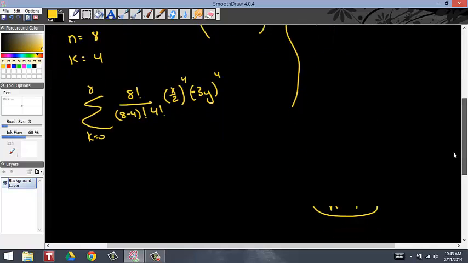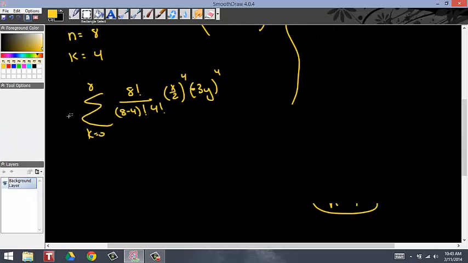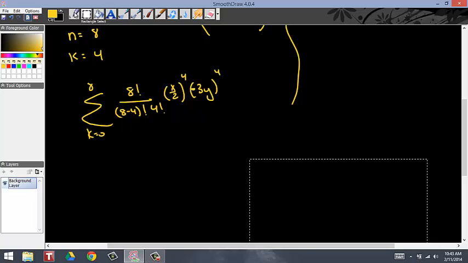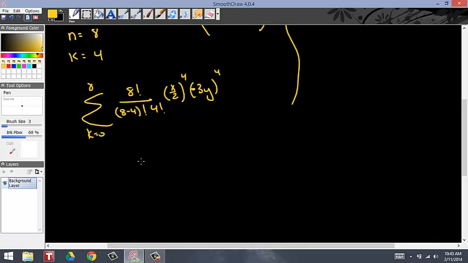Alright, so let's go and expand all this stuff out. I'm going to clean this up a little bit here. I've got to get rid of this little thing. Alright, so 8 factorial is really, let's see, summation, oops, not infinity, k equals 0 to 8.